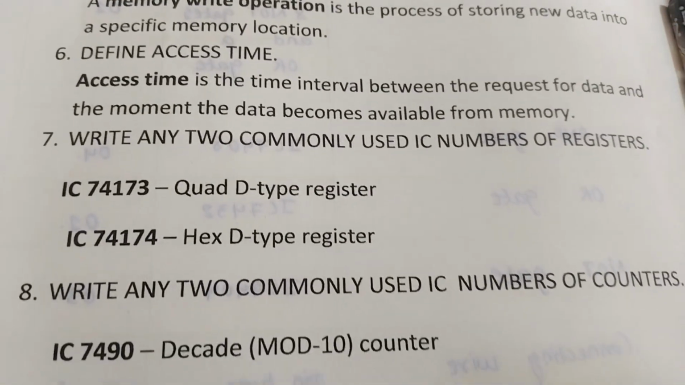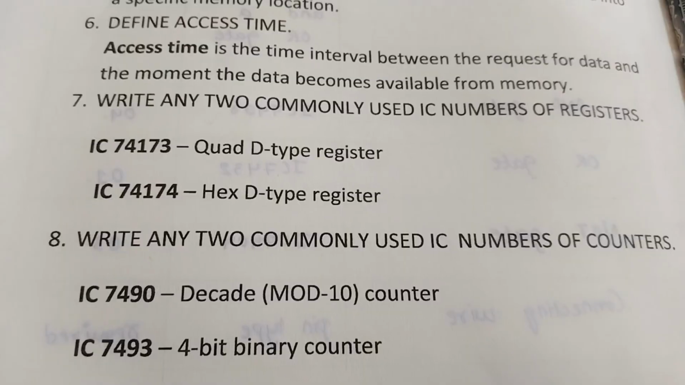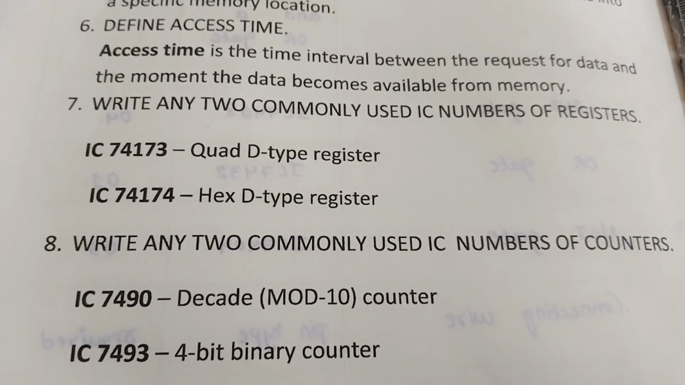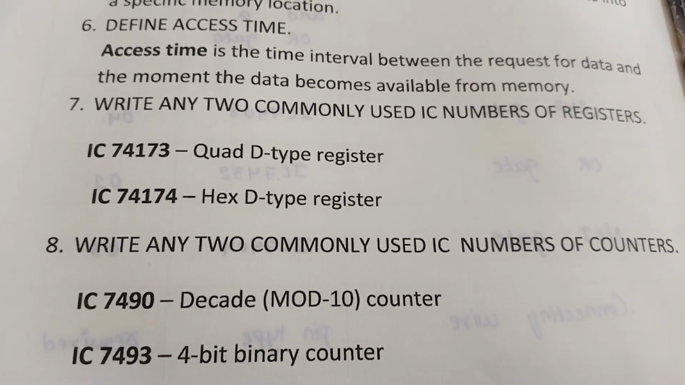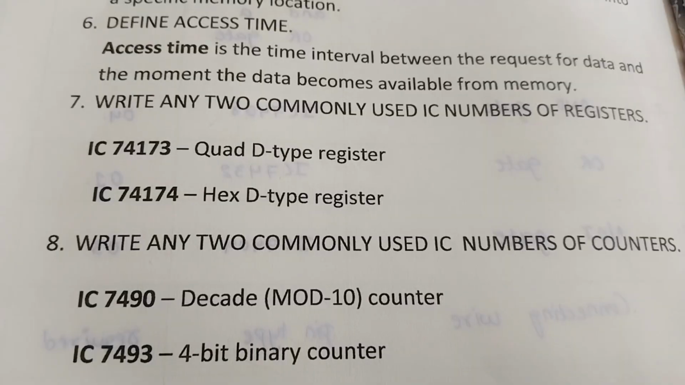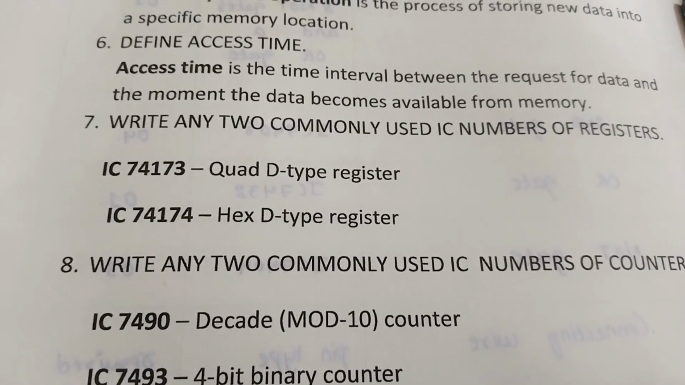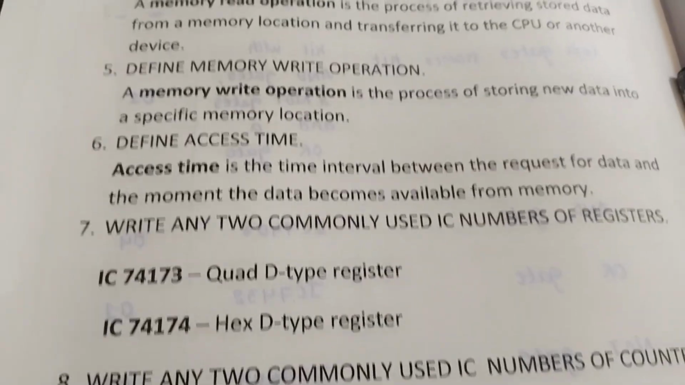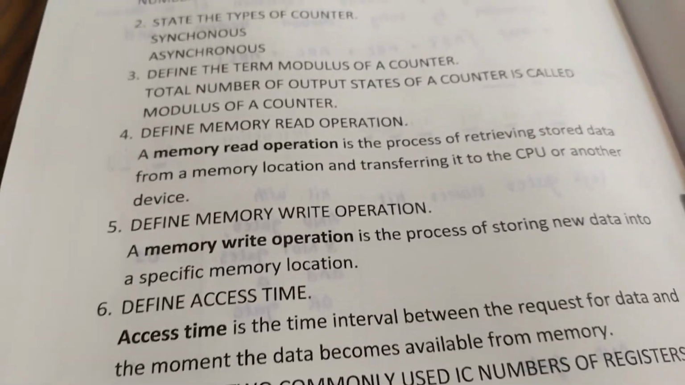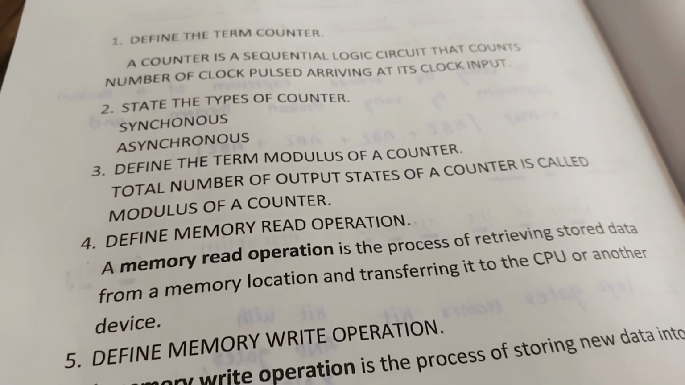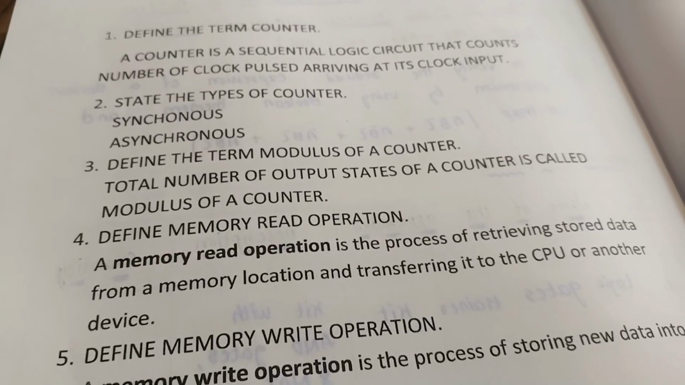And the next one is: write any two commonly used IC numbers of counters. The first one is IC 7490, which is a decade or mod 10 counter, and IC 7493, which is a 4-bit binary counter. So these all are important 1 mark questions from the 6th chapter, that is counters and memory, of the diploma subject digital electronics.